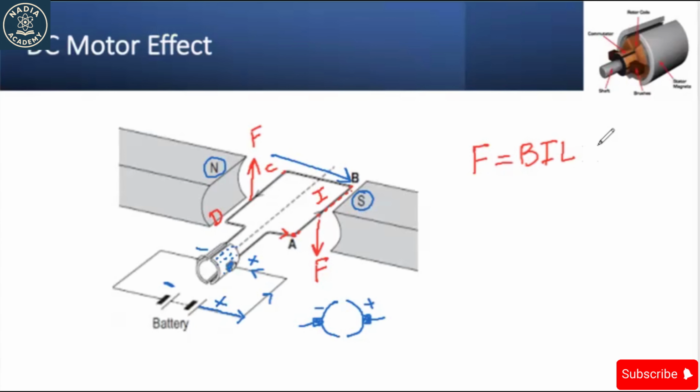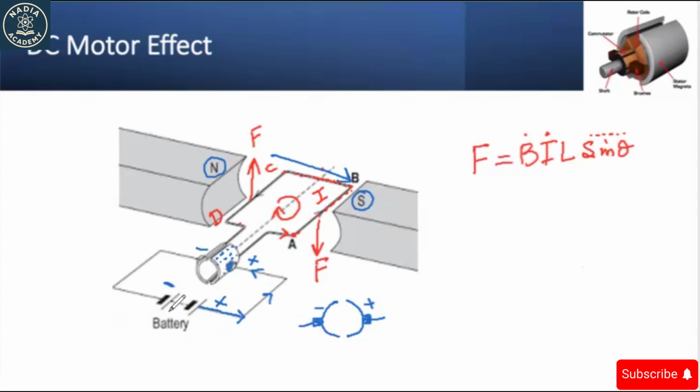If there is an angle between the current and the magnetic flux density, then we will have a sin theta over here. On the other sides, the angle is zero or 180 degrees, so the sin theta term will be zero and there will be no force. As a result of the force on the right side and the left side, this coil will rotate clockwise like this.